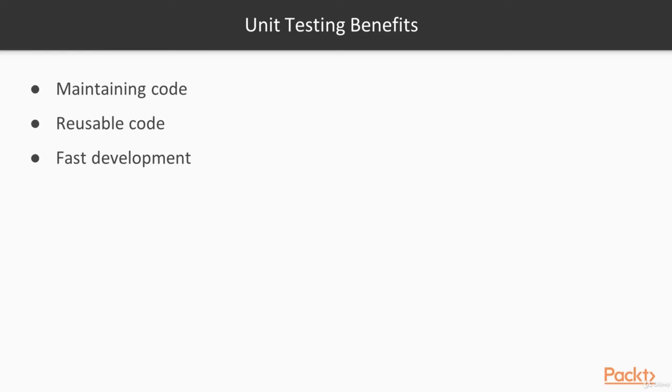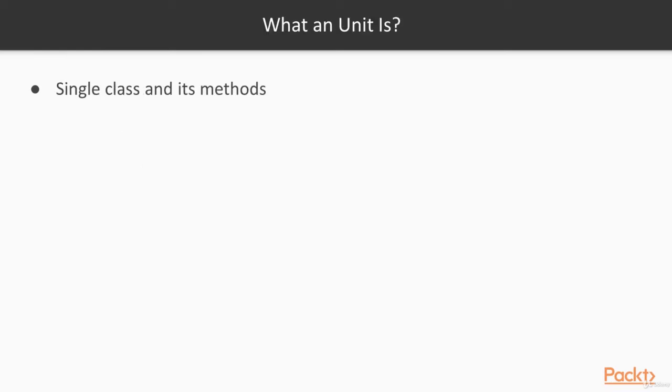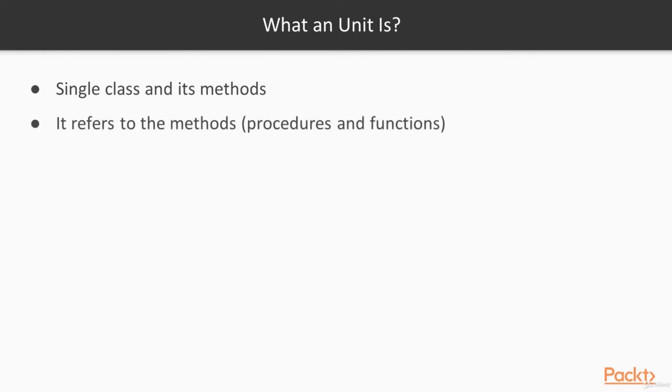And of course, unit tests are more reliable than developer tests. Debugging will also be way easier. When a test fails, only the latest changes need to be debugged. With testing at higher levels, changes made over the span of several days, weeks, or months need to be scanned. So, what is a unit? It means a single class and its methods. In unit testing, the unit refers to the methods, procedures, or functions.